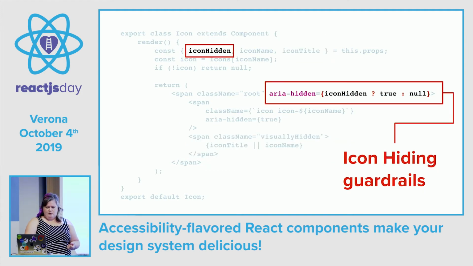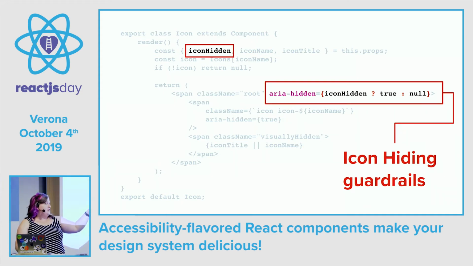The last one we add is the hidden prop. And so this is an interesting pattern because of ARIA hidden in the DOM. So what this does is if someone passes in icon hidden to this component, it will keep the component from announcing. So it's great for decorative icons. If it's not passed in, it will always announce.